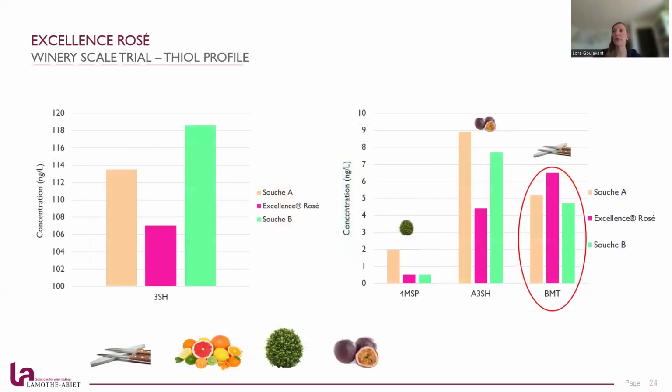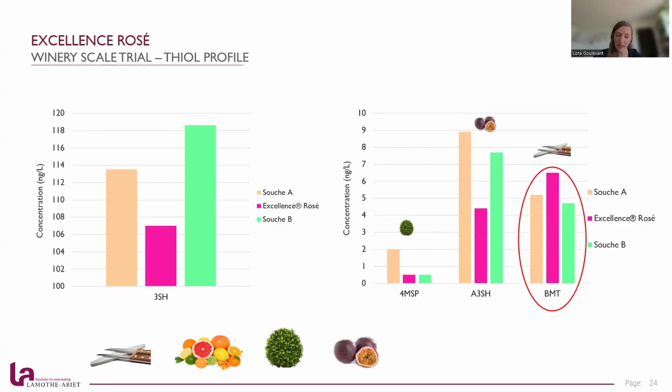Then we wanted to compare the aromatic impact of this yeast. So the Excellence Rosé, compared to other high thiol strains, those produce some A3H, so more citrus, boxwood aromas, but also some 3MP and A3H, so exotic aromas, more this type of style. But also what we observed is that it does produce more BMT.